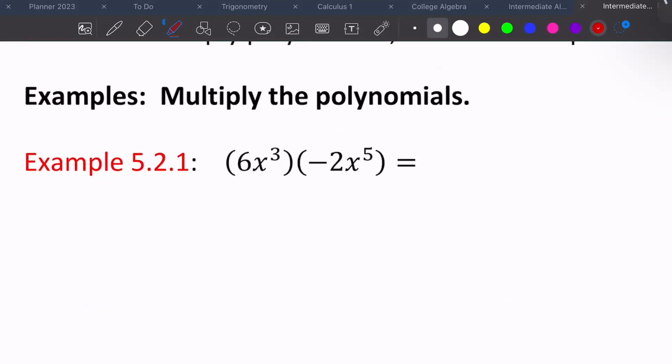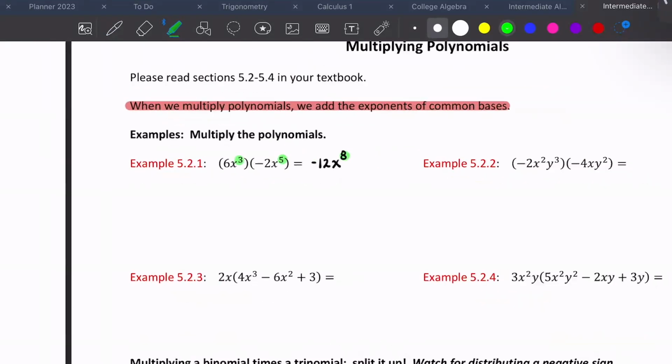6x cubed times negative 2x to the fifth, my bad. Okay, so 6 times negative 2 is just negative 12. We're just multiplying those two coefficients, and then we'll say x to the, and we're going to add our exponents, right? We're going to say 3 plus 5, that gives us 8, and that's it. Okay, adding exponents of common bases.